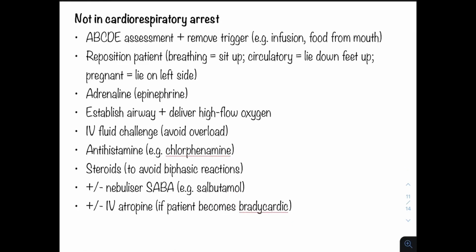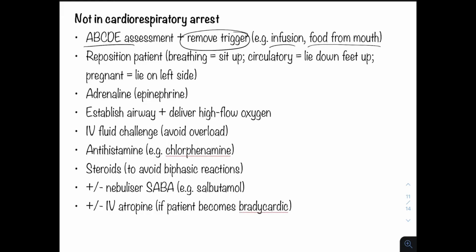If the patient is not in cardiorespiratory arrest, you should do the following simultaneously. That's why you should always call for help. So, you'd start by doing an ABCDE assessment and remove any trigger that has caused the anaphylaxis. Now, this is if it's known. For example, if you're given infusion of drugs, or if the patient is consuming food that has led to the anaphylaxis. Do not induce vomiting, just remove the food from the patient's mouth.